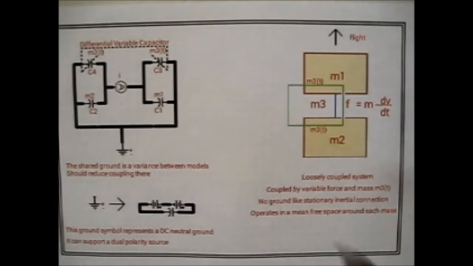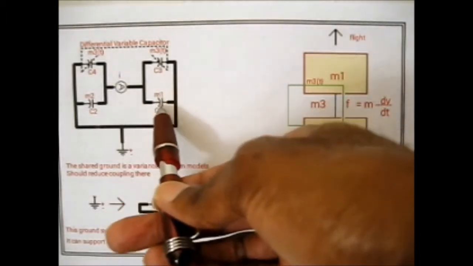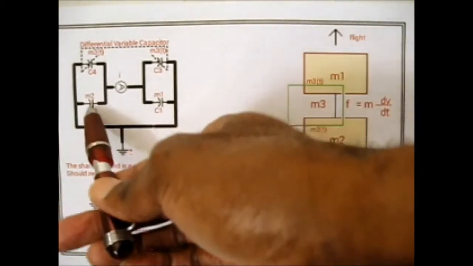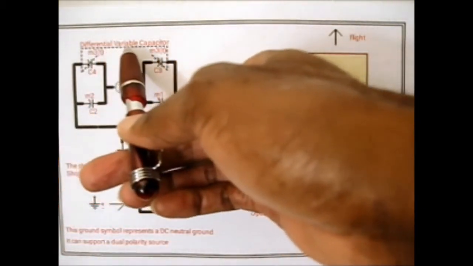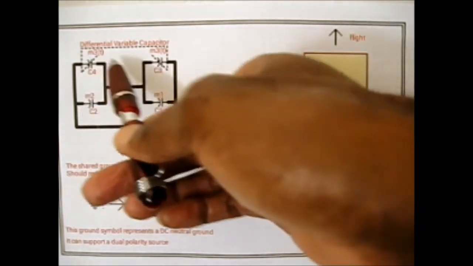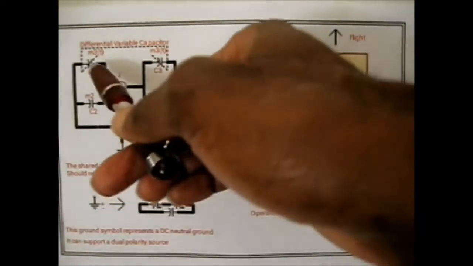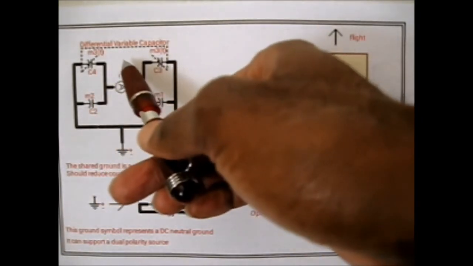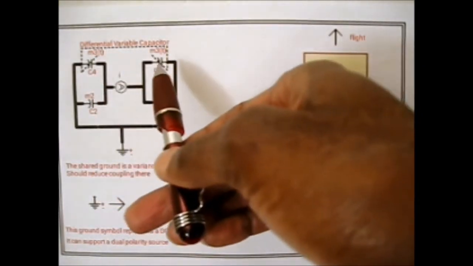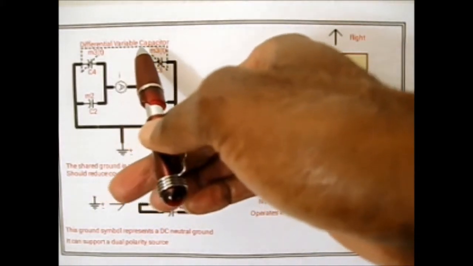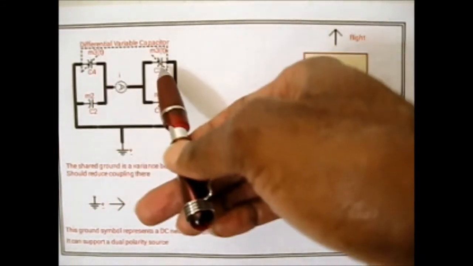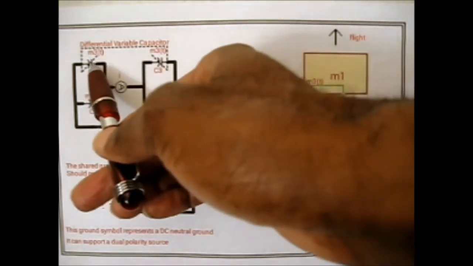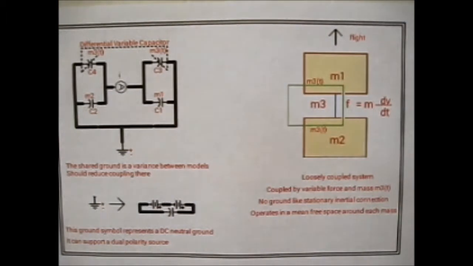And then you have the other components: C1 to represent mass 1, a capacitor, C2 to represent mass 2, another capacitor, and the differential variable capacitor, which represents the fluid mass M3 that can be either here or there depending on how you turn the shaft on the differential variable capacitor. It represents a mass flow from mass 1 to mass 2 or mass 2 to mass 1. This is the first stage of implementing the electrical analog to the mechanical mass system.